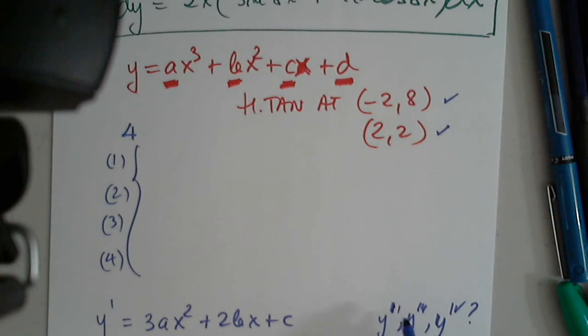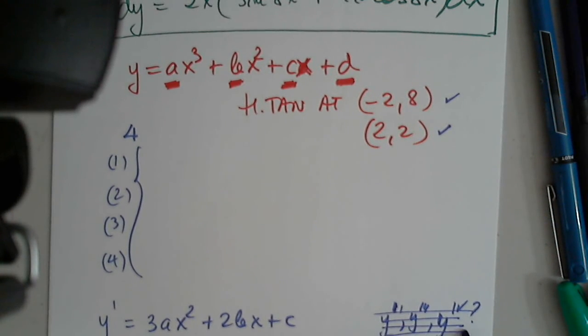But those values have nothing to do with any of these derivatives. I don't have any knowledge about what's happening with the second, the third, and the fourth. What should I set them equal to? I don't have any information. Nobody tells me anything about the second, the third, the fourth.